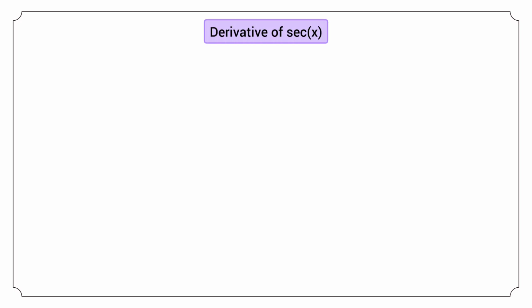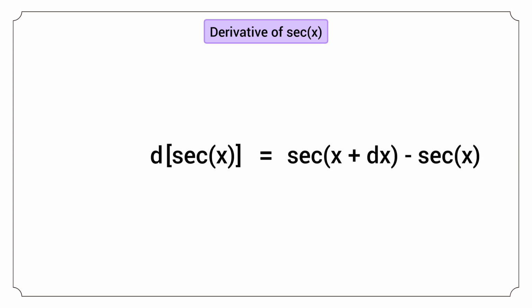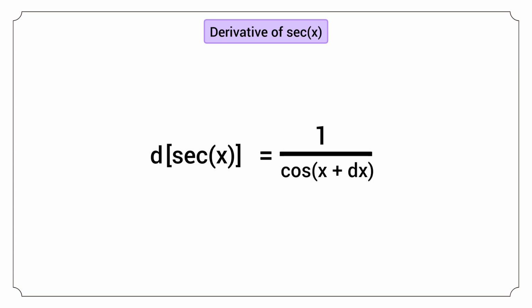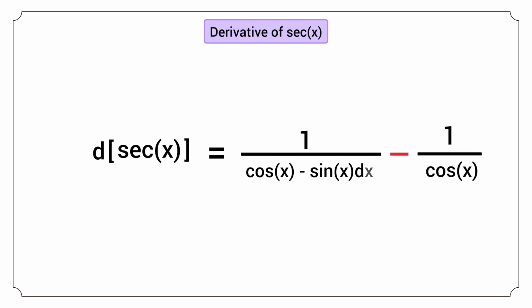Let us start with the proof of the derivative of secant x. The definition of secant x is 1 by cos x. To find the derivative, we would need the change in the function secant x, which is equal to secant of x plus dx minus secant x. This can also be written as 1 by cos of x plus dx minus 1 by cos x. Finally, we can write cos of x plus dx as cos x minus sine x multiplied by dx.